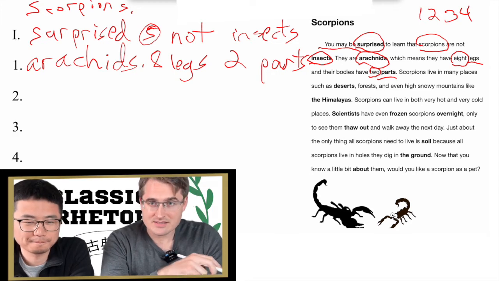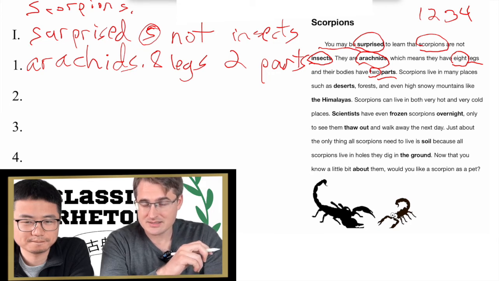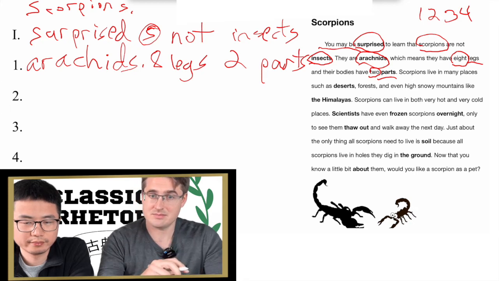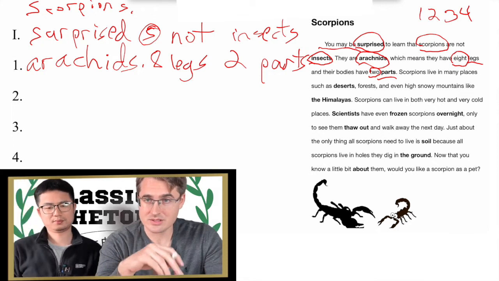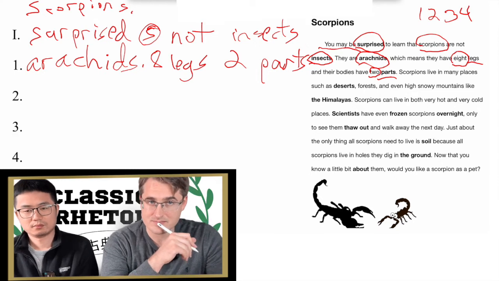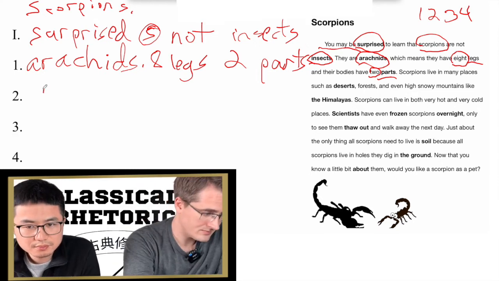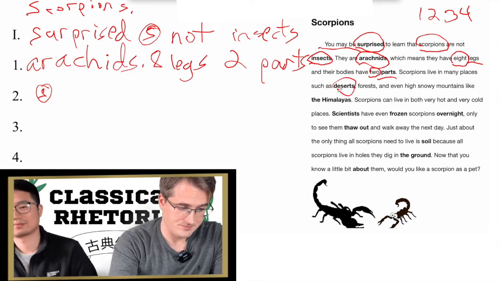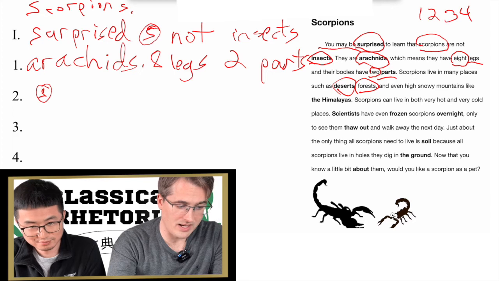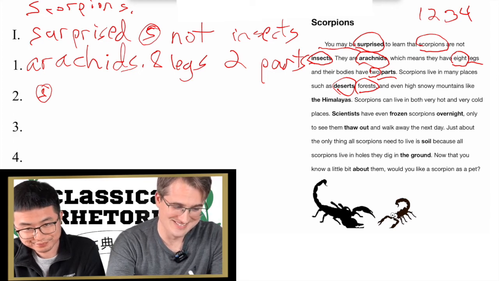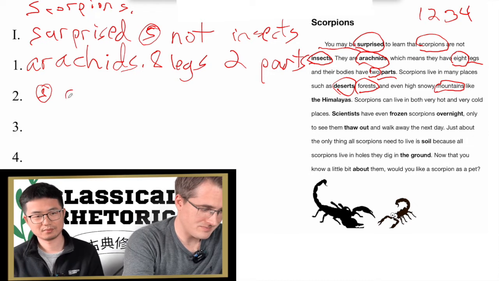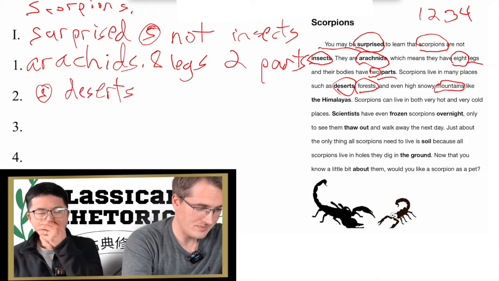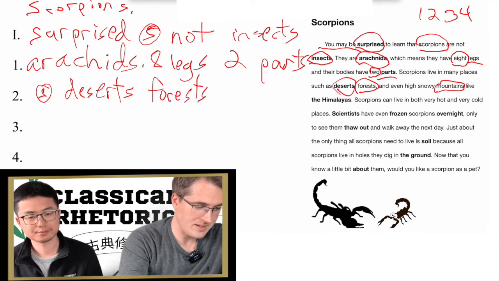Okay. Next sentence. Scorpions live in many places, such as deserts, forests, and even high, snowy mountains, like the Himalayas. Let's ask Chris. Can you give us 3 keywords? First write S as scorpions. Okay. Deserts, forests, high snowy mountains. You only get 1 word here. High, snowy, or mountain? Mountains, okay. All right, scorpions, deserts, forests, mountains.